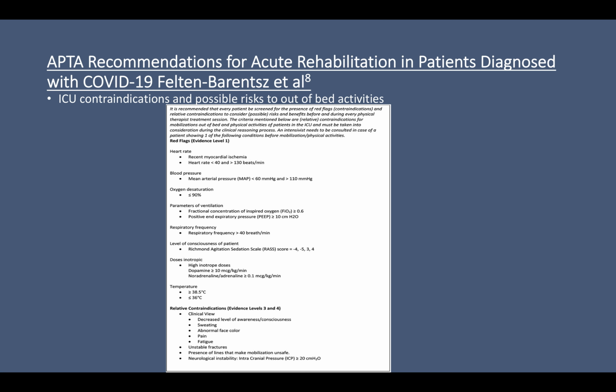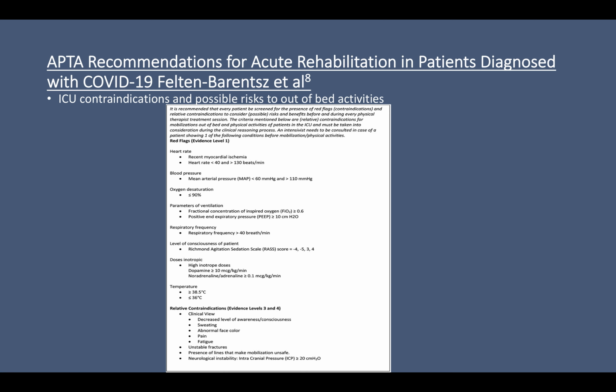All right. So this piece of evidence was provided by the APTA, and they provided specific recommendations for acute rehab in patients diagnosed with COVID-19. They started off this research with some ICU contraindications and possible risks to out-of-bed activity. Feel free to pause the video at this point and take a look at some of these, and just make sure that it shows that these are some of the red flags for out-of-bed activities.